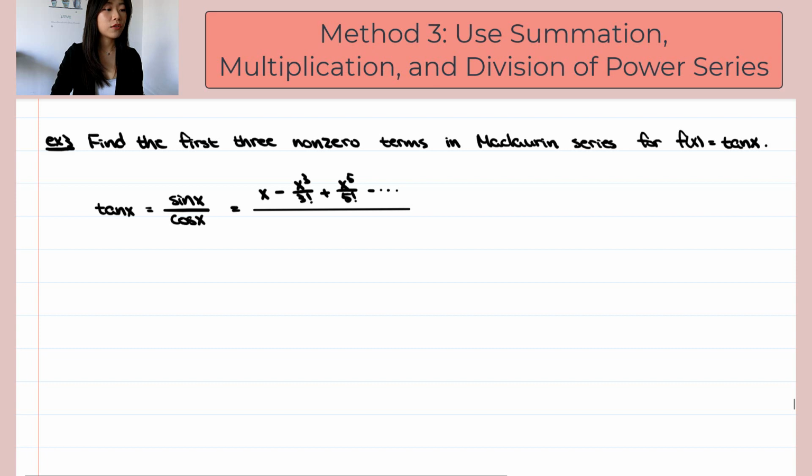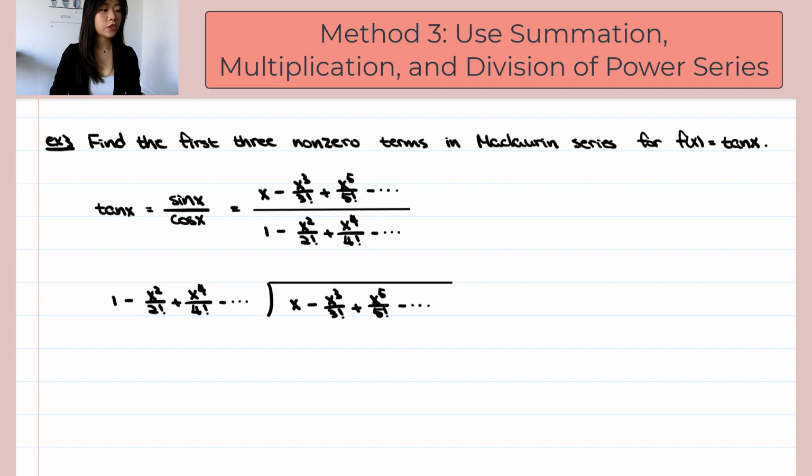We also know the Maclaurin series for cosine of x, which is 1 minus x squared divided by 2 factorial plus x to the power of 4 divided by 4 factorial. And again, we only need 3 non-zero terms. Now we need to divide the power series by another power series. We can use long division. So I rewrite the quotient into a long division.